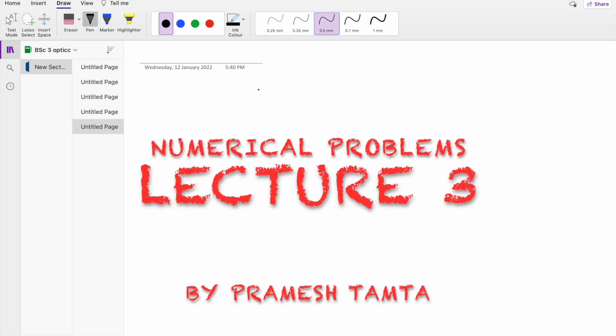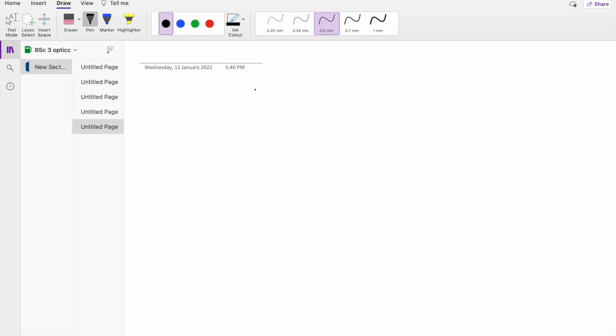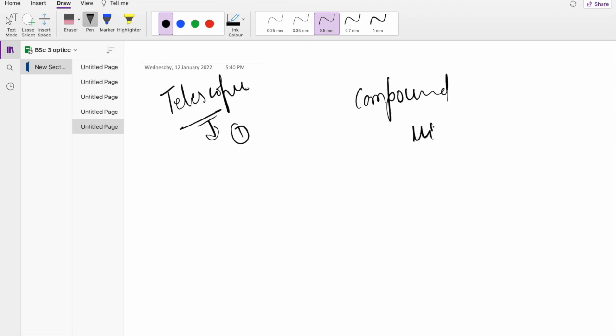Hello everyone. Today we are going to discuss another lecture on compound microscope numericals. Yesterday we had already discussed the astronomical telescope, and we calculated one numerical on this. Today we are going to discuss another numerical on the compound microscope.